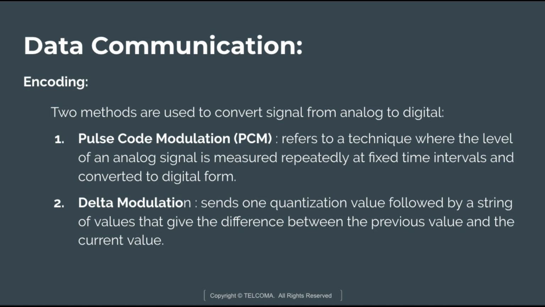It consists of steps such as sampling, quantizing and encoding. So PCM is a type of encoder decoder, whereas the delta modulation is a modulator. Here PCM is an expensive technology and delta modulation is a cheap technology. And delta modulation has a simple structure as compared to the PCM.